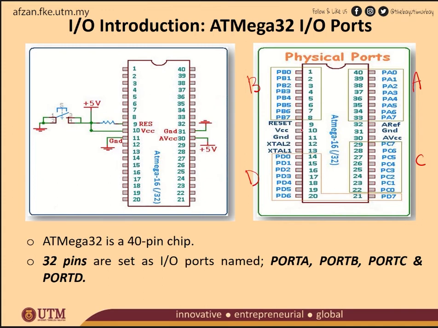What about the remaining 8 pins? The remaining 8 pins are used for reset, to reset your microprocessor, and then you have a VCC, which you need to connect to 5 volt, and then you have two grounds, connected to your ground. And then you have an AREF, used if you are going to do ADC, so AREF you need to put to your voltage reference, and external one and external two, so this is your external oscillator.